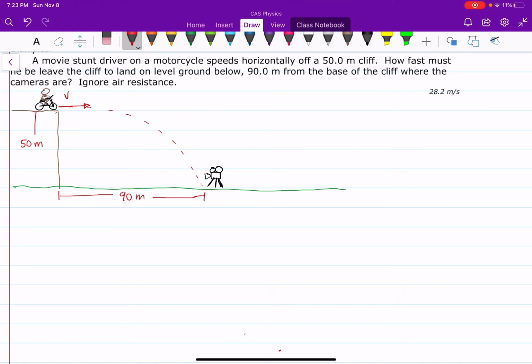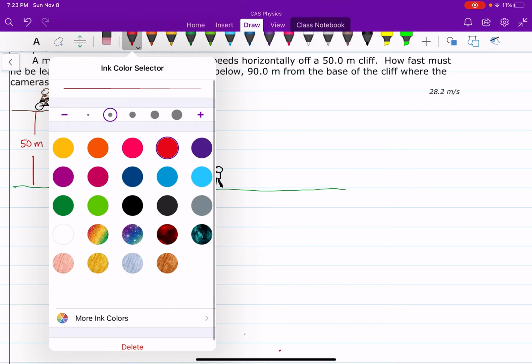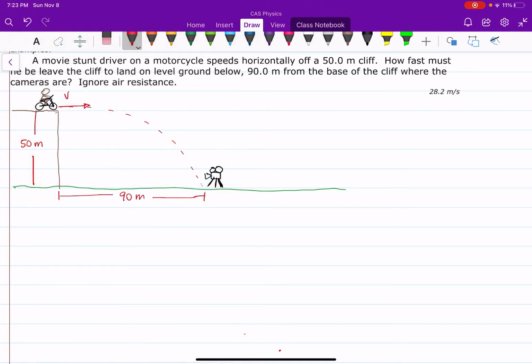All right, question 1 has, we did this in class, but I'll recap it here. Movie stunt driver on a motorcycle speeds horizontally off a 50-meter high cliff. So here's our cliff, it's 50 meters tall. And we want to know how fast does it have to be going.